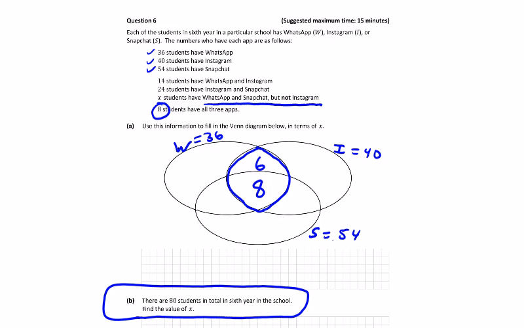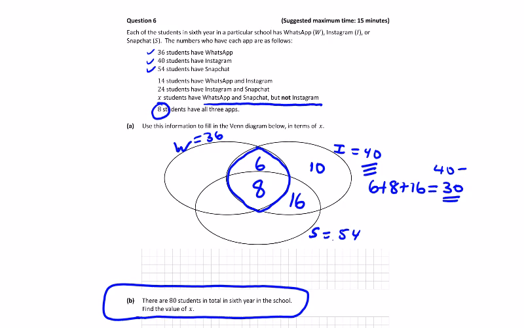24 have Instagram and Snapchat. So if I put 24 there, you can see there's too many in there. So it has to be the difference between the two. So 16 and 8 is 24. That enables me to get what's left in Instagram. We have 14 and 16, 30 in there so far, with the 6, the 8 and the 16. 6 plus 8 plus 16 is 30. Just check. So we have 10 left. 40 minus the 30 will be 10.